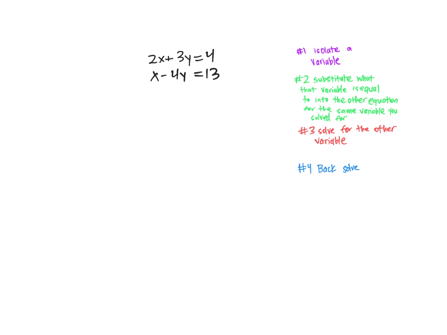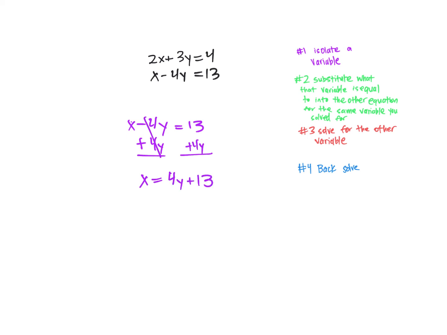So I'm going to take that bottom equation. I'm just going to rewrite it, guys. And then I'm going to kind of solve for x. So I'm going to add 4y to both sides. And on the left side of the equation, I'm going to have x is equal to. And on the right side, because the negative 4y and the positive 4y cancel out, on the right side I'm going to have 4y plus 13.